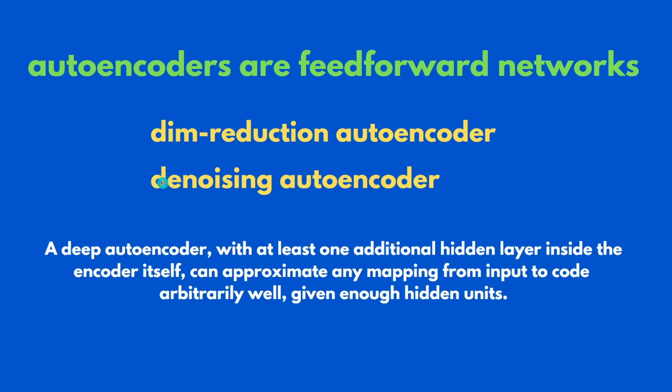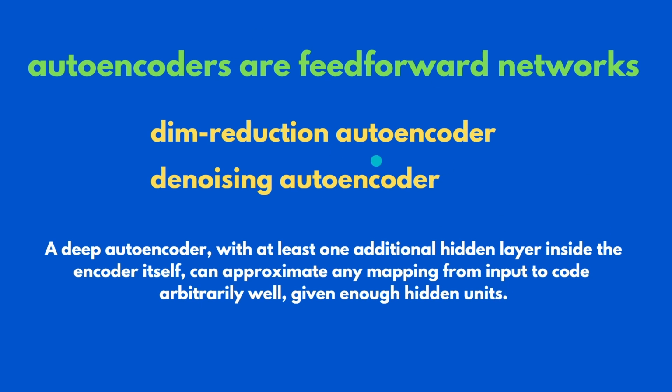And then, of course, we have a denoising autoencoder. I will show you in my next video. Then we have pictures, and we will put some noise on those pictures, and a denoising autoencoder will get rid of the noise on our pictures. So we have beautiful, clean pictures. And the beauty of a deep autoencoder with at least one additional hidden layer inside the encoder itself is that it can approximate any mapping from input to code arbitrarily well, given that this hidden layer has enough hidden units.